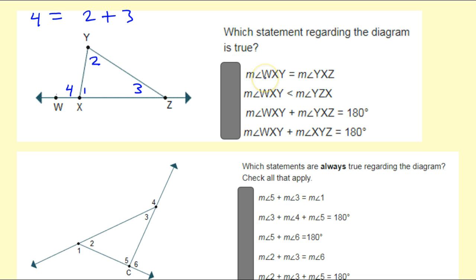Let's see. The measure of angle WXY, that's angle 4, equals the measure of angle YXZ. Okay, YXZ. Well, that's angle 1. Angle 4 equals angle 1? Yeah, that's nonsense. This is an obtuse angle. This is an acute angle. That's a big no.